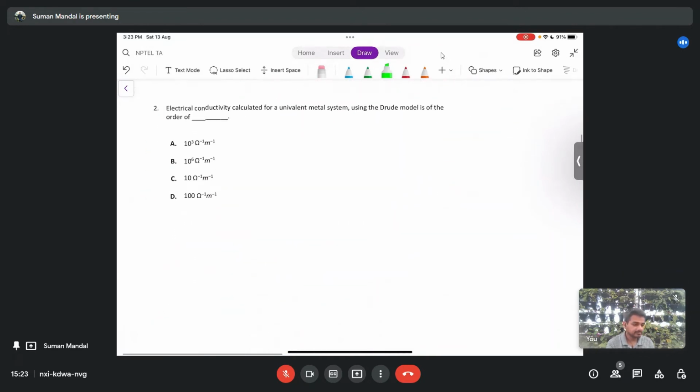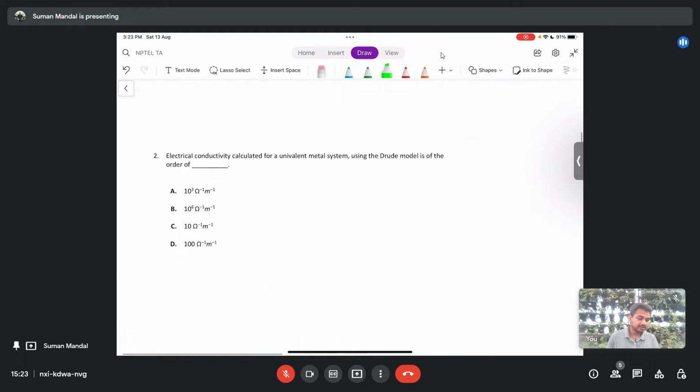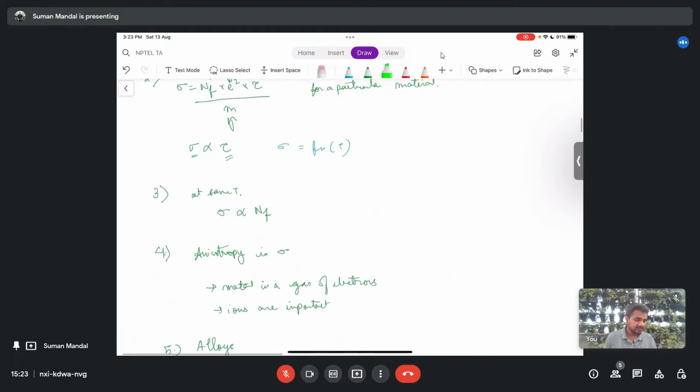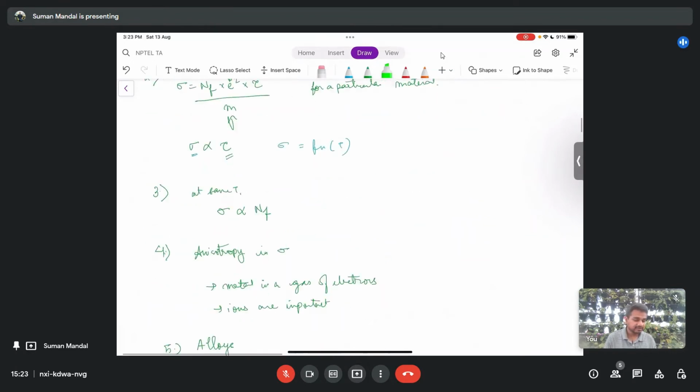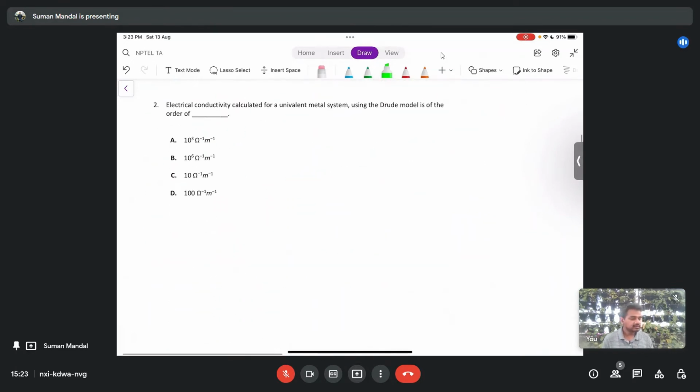Okay. So we found that it's around 3 times 10 to the power 6 for conductivity in the first example. The second one is an easy question, exactly from the first question itself. Electrical conductivity calculated for a univalent metal system using the Drude model is of the order of 10 to the power 3, 10 to the power 6, 10 or 100. So we just calculated this. We know that the answer is P, 10 to the power 6 Siemens per meter, or 10 to the power 6 per ohm per meter.